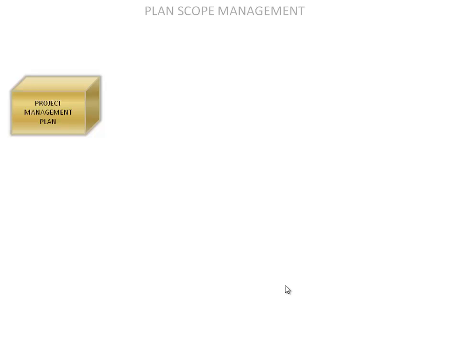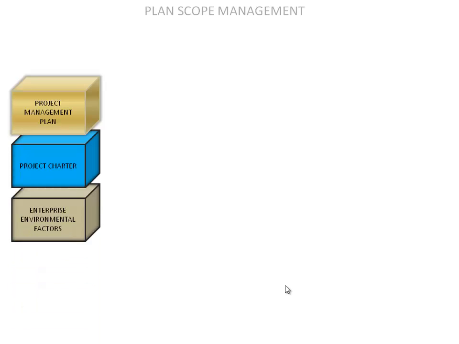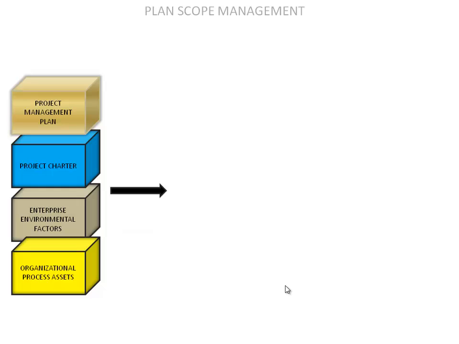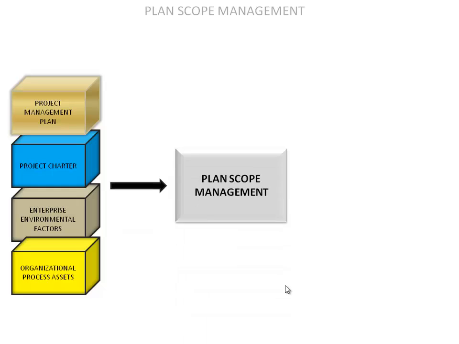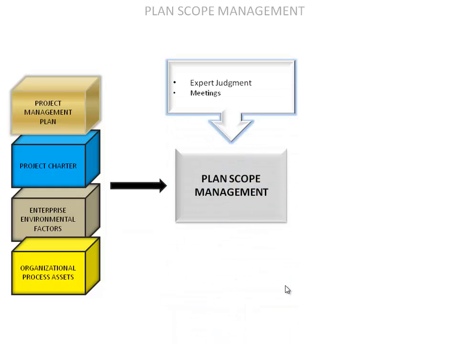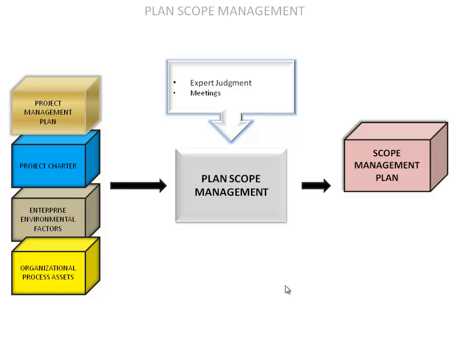Plan scope management. Now you see the output, project management plan, is now an input to this. You have your project charter and your usual EEFs and OPAs. Inputs to plan scope management. You've got expert judgment and meetings as tools and techniques. You've got your scope management plan.